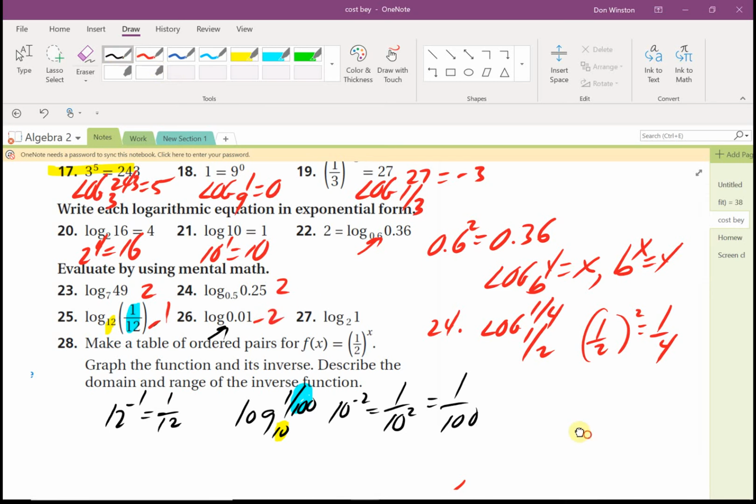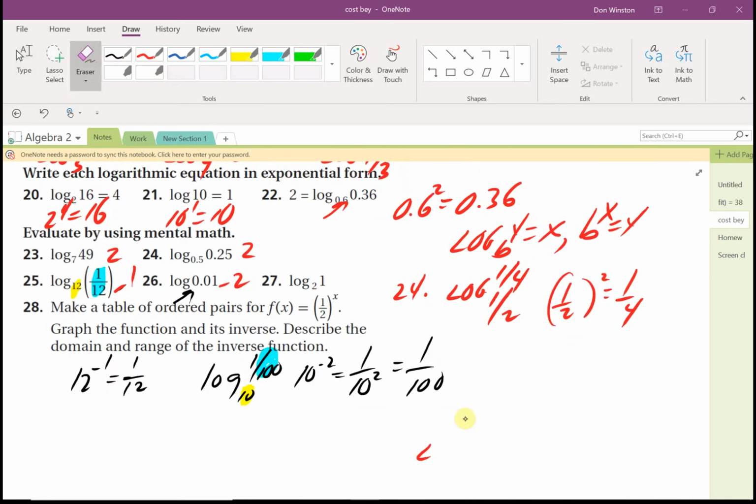And then lastly, number 27. So 2 raised to what is 1? Well, that is equal to 0, because 2 raised to 0 is equal to 1. Okay, so that takes care of those problems.